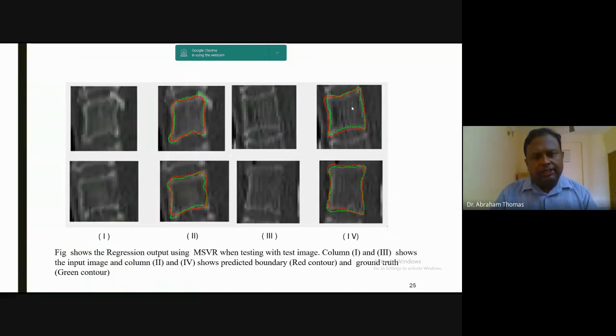Now this figure shows the regression output using MSVR when testing with test image. So column 1 and column 3 shows the input image, that is 32 by 32 dimensional input image, and columns 2 and 4 shows predicted boundary. The red contours are the predicted one, and the ground truth is the green one. So even on the test image, which the MSVR did not see during the training phase, it reasonably comes close to that. The regressed values, the predicted boundary comes close to the ground truth.